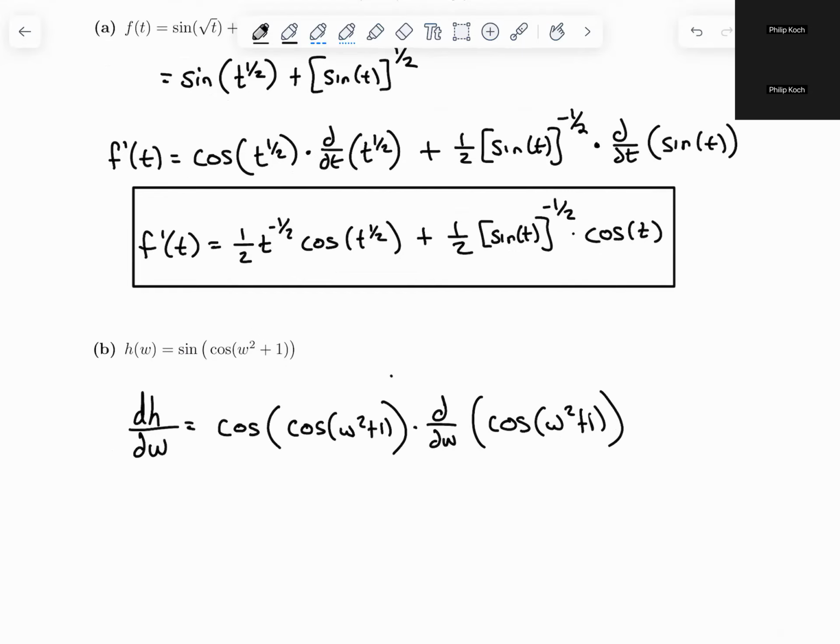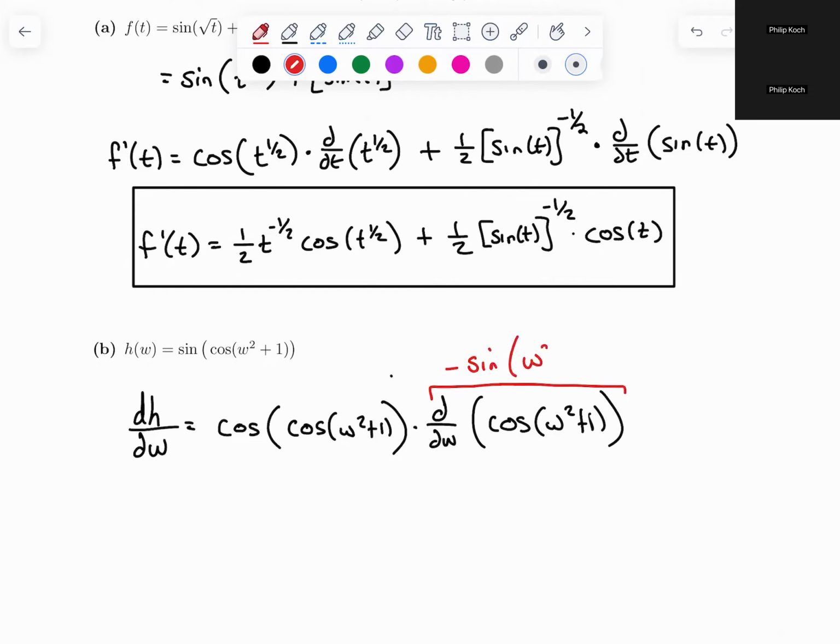I took care of the first chain rule. Now I've got to take care of this chain rule. The derivative of cosine is negative, and we'll write this above it so we can make this look pretty. The derivative of this: outer function is cosine, inner function is w squared plus 1. The derivative of the outside function is negative sine of the inside, so w squared plus 1, times the derivative of the inside function, 2w.